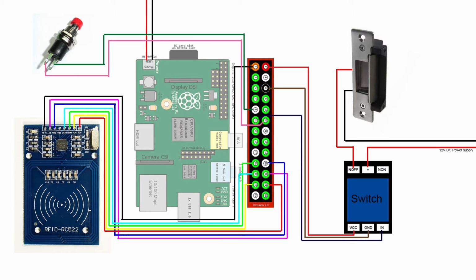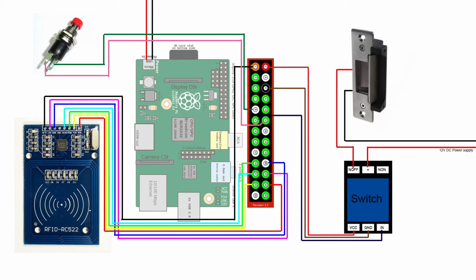So what you're looking at right now is basically the circuit diagram which shows how each device is connected to the Raspberry Pi through GPIO. In the top left hand corner you have a push to make switch which allows you to exit the room from the inside, and then in the bottom left hand corner a RFID reader/writer that allows you to use an RFID device in order to enter the room.